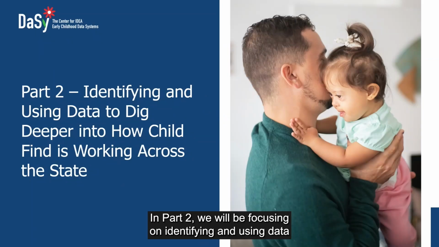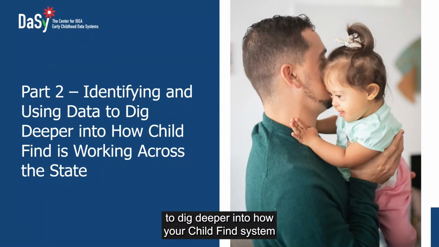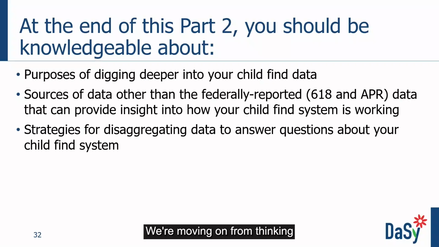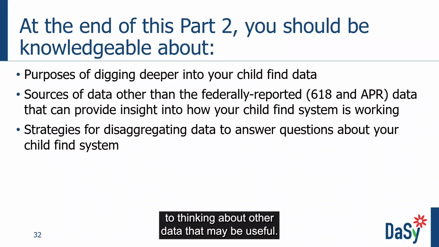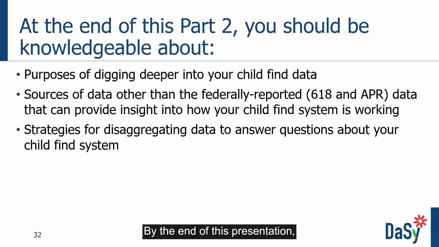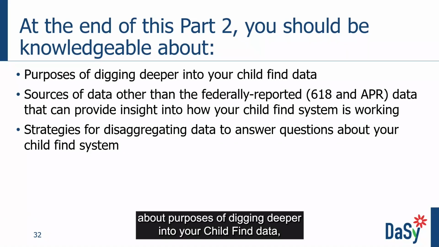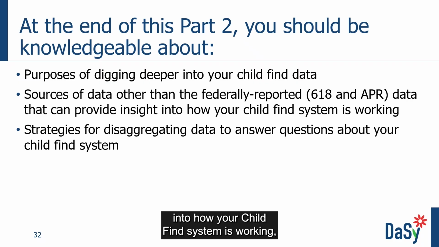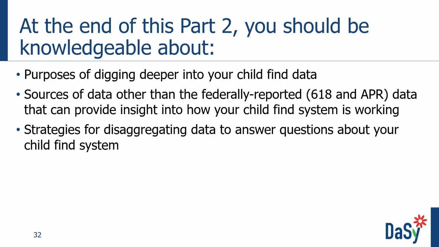In Part 2, we will be focusing on identifying and using data to dig deeper into how your child find system is working across the state. We're moving on from thinking about just federally reported data to thinking about other data that may be useful. By the end of this presentation, you should be knowledgeable about purposes of digging deeper into your child find data, sources of data other than the federally reported 618 and APR data that can provide insight into how your child find system is working, and strategies for disaggregating data to answer questions about your child find system.